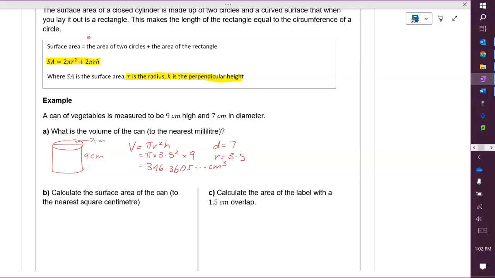Now, what it actually says is to the nearest millilitre. So this is wanting me to convert it to capacity. So we need to remember from one of our previous lessons that 1 centimetre cubed is the same as 1 millilitre. So if this is in centimetres cubed, this means there are 346 millilitres in that can, and that's how much it can hold capacity-wise.